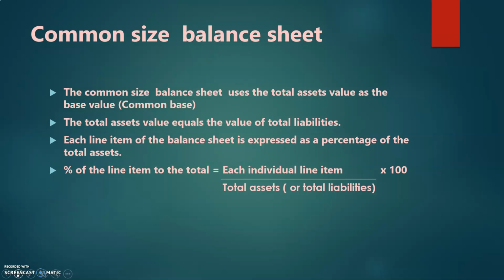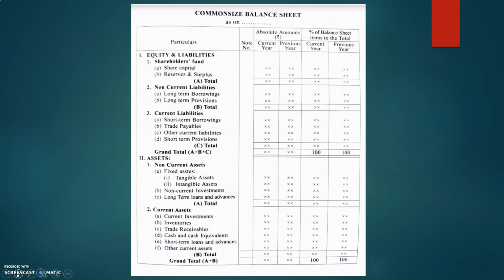And how will you find out the percentage of the line item? That will be equal to each individual line item divided by total assets, multiplied by 100. That is, each line item divided by the total value of assets, the total of the balance sheet, into 100. That is how you find out the percentage of the line item to the total. Now, this is a format of common size balance sheet.